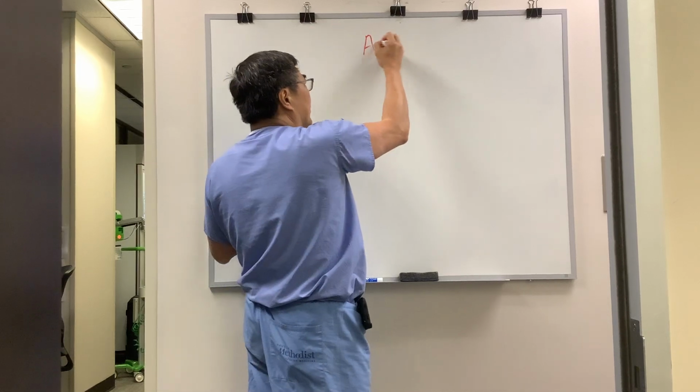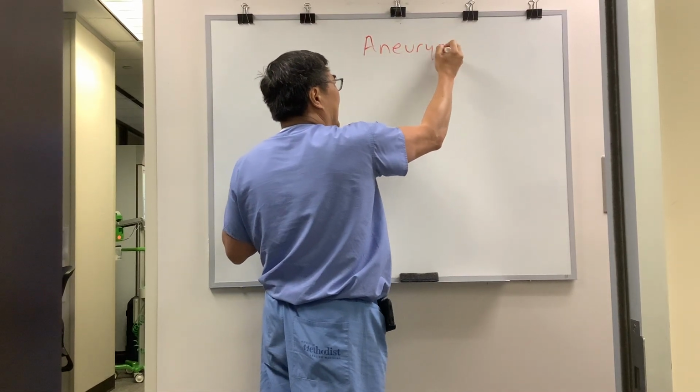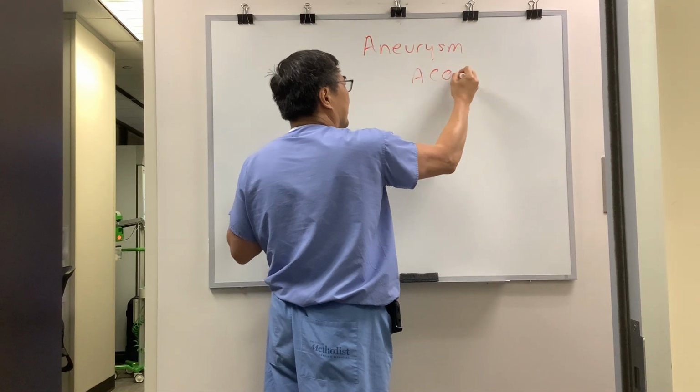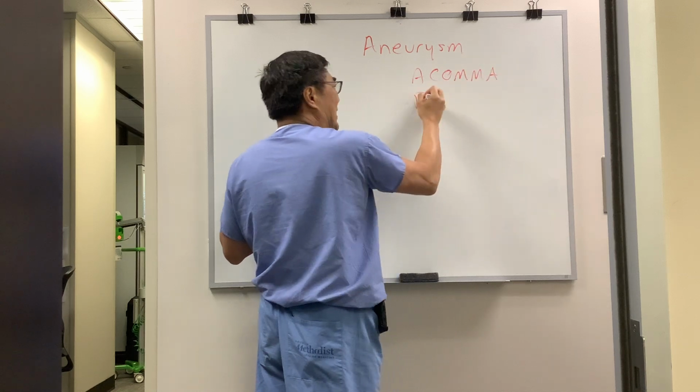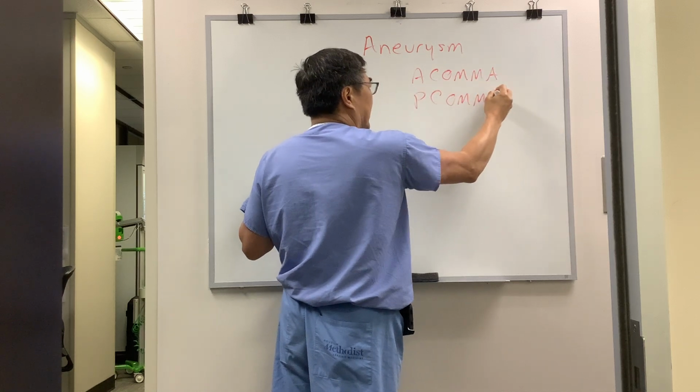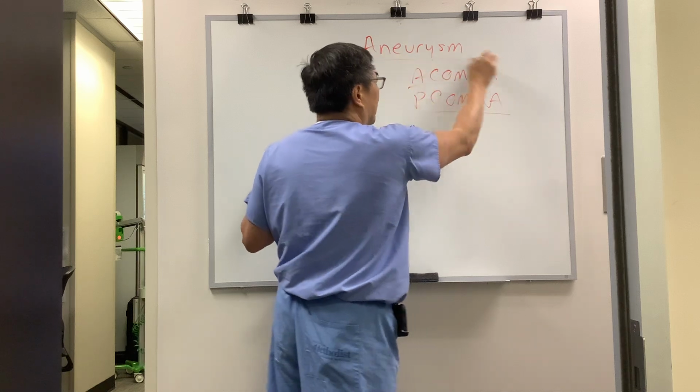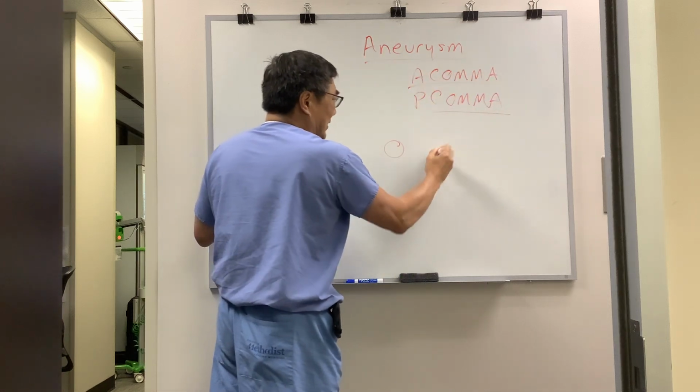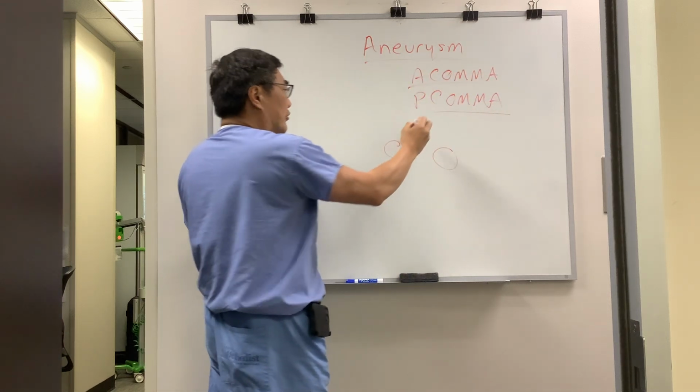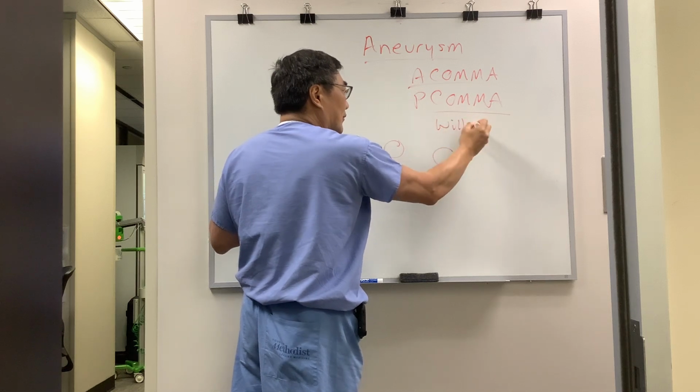So someone wanted to know the difference between how the ACom, the anterior communicating artery, and the PCom, the posterior communicating artery aneurysm, presents. So you need to know a little bit about this circle. The name of the circle is Willis, the circle of Willis.